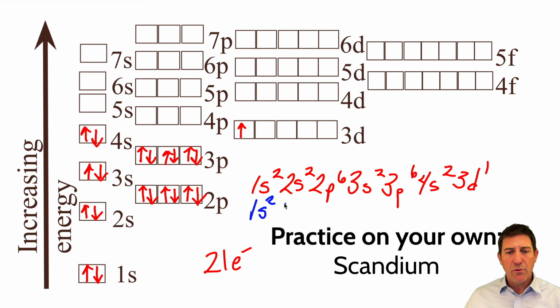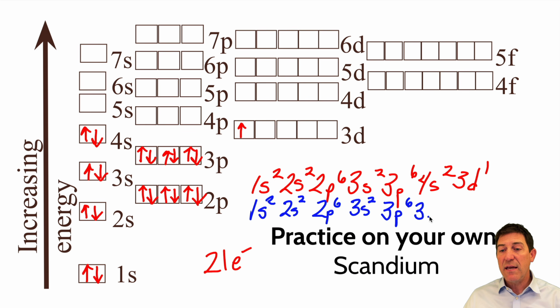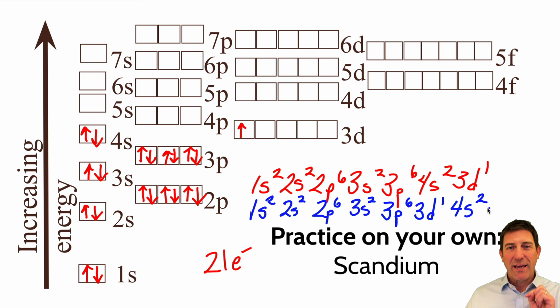We have 1s2, 2s2, 2p6, 3s2. This looks exactly the same, but bear with me. 3p6, 3d1. Notice, I grouped them together by energy level, which is totally fine. Just another way to write it. There are other ways to write it as well, and we're going to get into those.